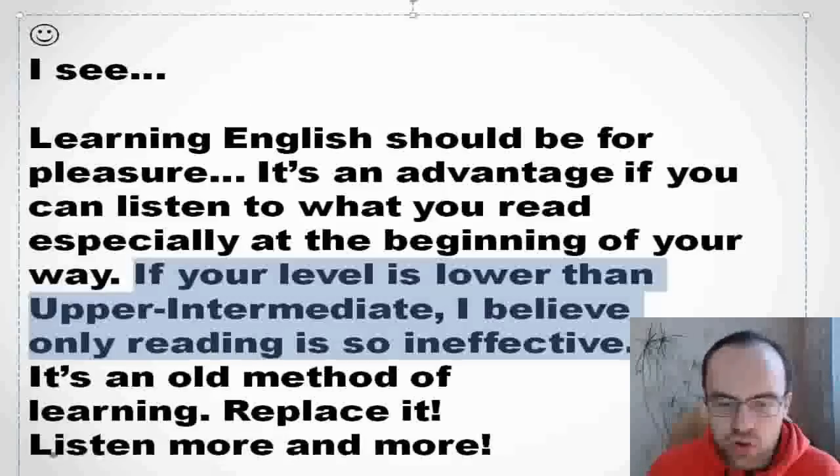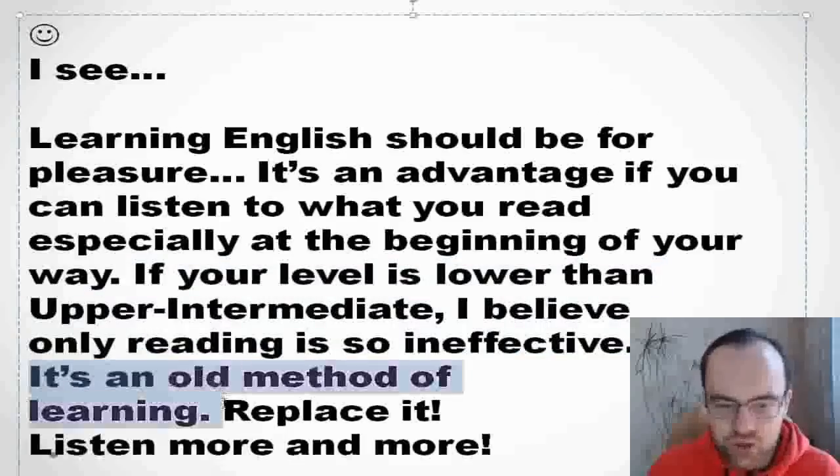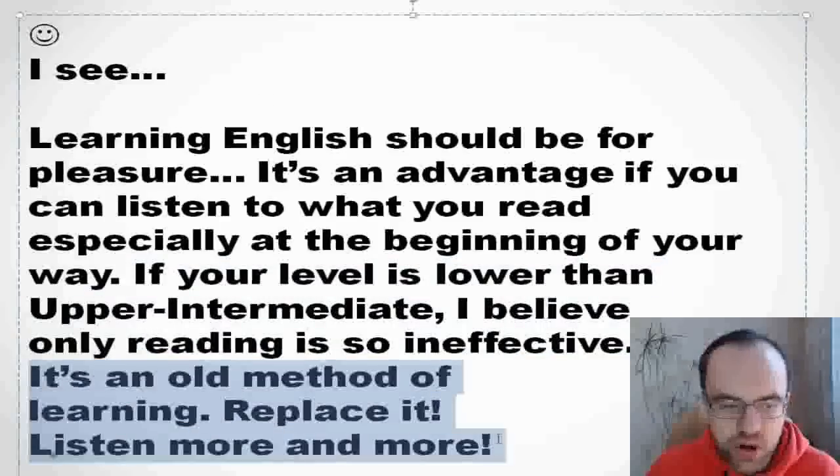You don't really know how ineffective it is. Listen all the time and read. It's very important. So only reading, you know, it's something which relates to our previous generation, I believe. Maybe to the 20th century, but not to the 21st century. So it's an old method of learning. So replace it, listen more and more.